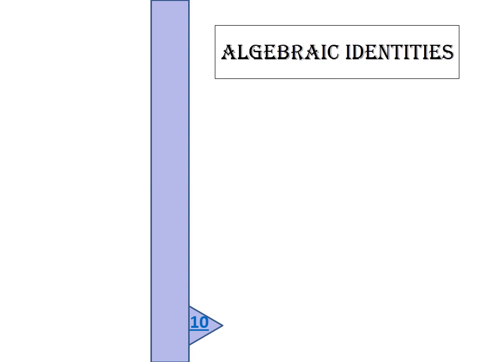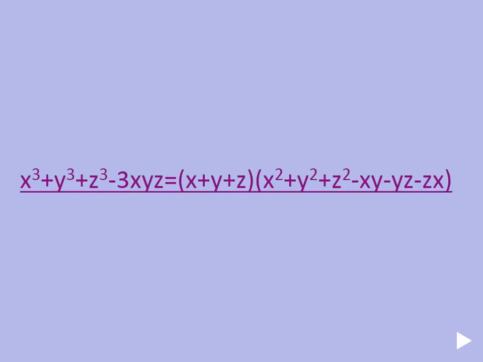Let us see what is the 10th identity. Yeah, very lengthy one. x cube plus y cube plus z cube minus 3xyz equal to x plus y plus z into x square plus y square plus z square minus xy minus yz minus zx. Have you seen the right side of the formula? x plus y plus z into x square plus y square plus z square minus xy minus yz minus zx. This is, I think, the longest identity you have to study this year.